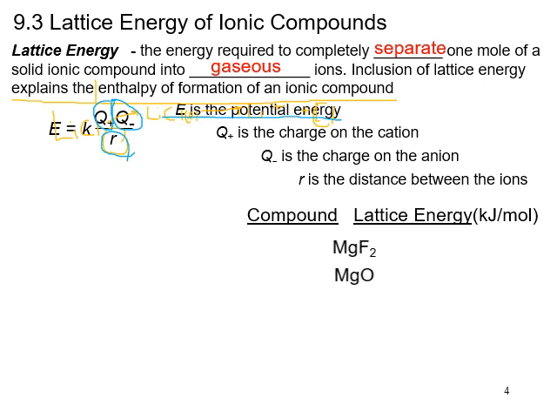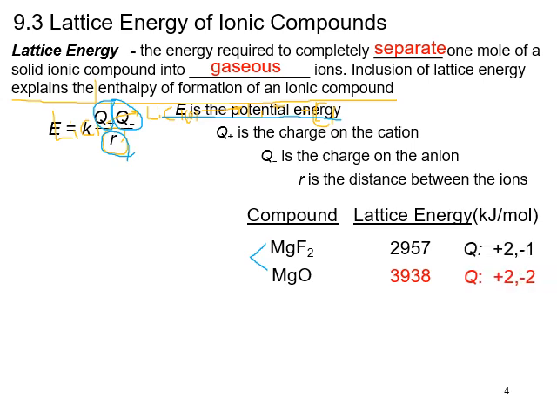So let's look at some examples. We have a contrast here of magnesium fluoride versus magnesium oxide. The lattice energy for these is indicated. Now you can see that magnesium oxide's lattice energy is much larger, and that makes sense because the charges on the cation and anion are larger, therefore their energy is larger. If you look at this formula, the numerator is the product of the charge on the cation and anion. So that's directly proportional to this energy.